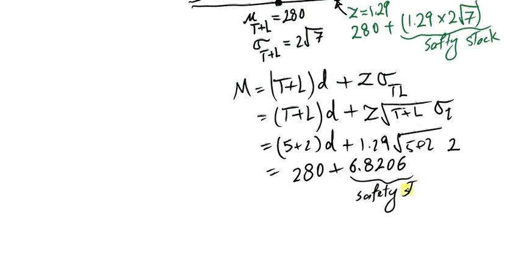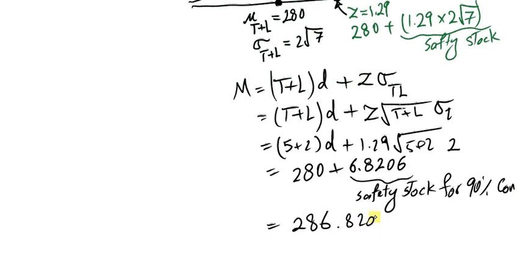that will guarantee 90% confidence, and the total would be 286.8206. But can we ask our inventory manager to replenish the amount of inventory every time he or she orders to 286.82? No. Can we make it less than this? No, because we want to guarantee 90% confidence. Therefore, we will set M to be 287.